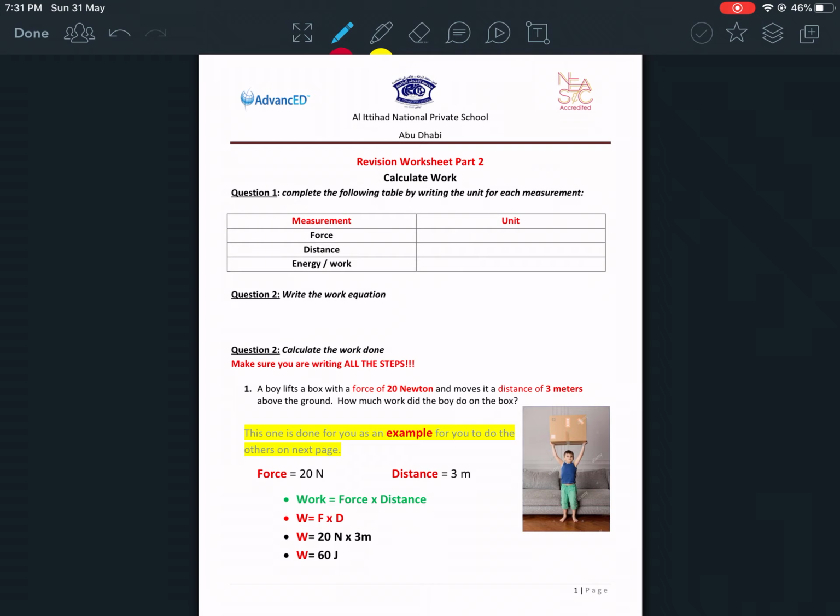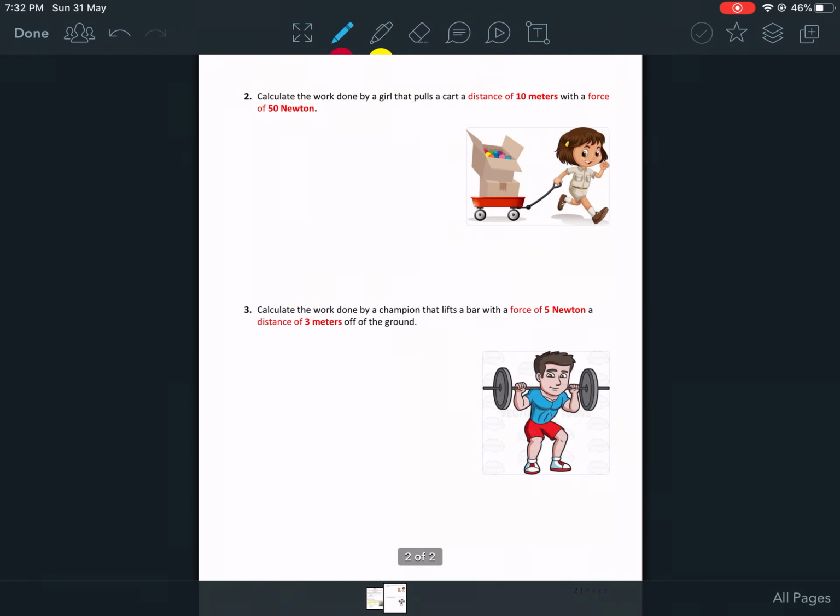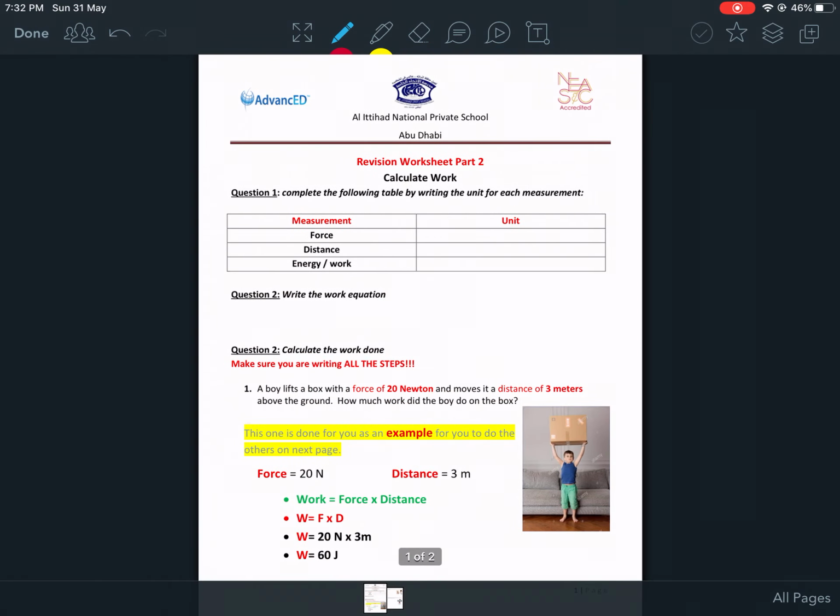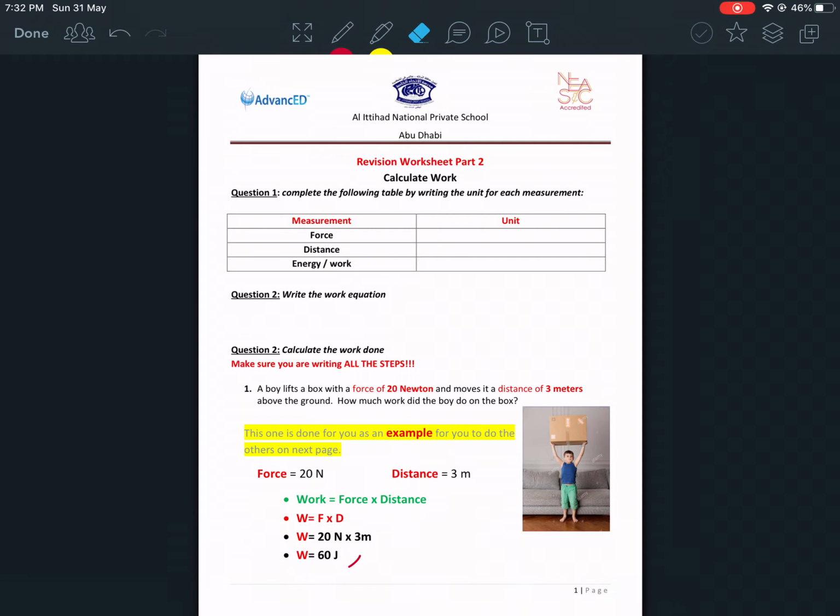Now I did number 1 as an example. Number 1 is an example. You have to do number 2 and 3 the same way I did number 1. If you skip all the steps and you only write the answer, I will consider it wrong.